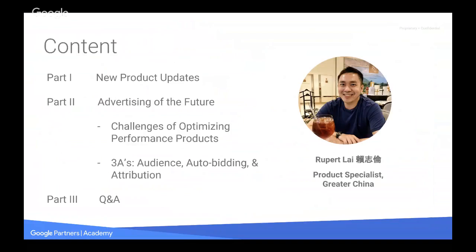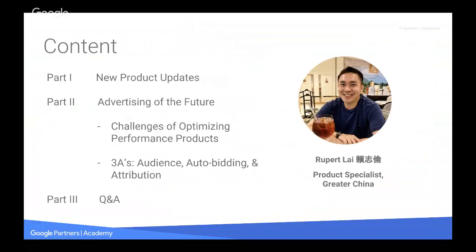All right, enough about our Google Partners Academy program. Today, we're going to cover three main topics. One is the new product updates. The second part is advertising of the future.